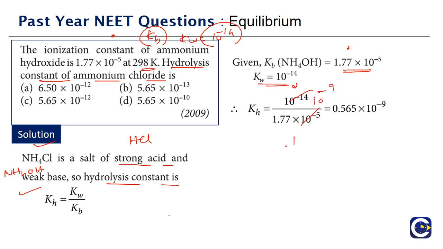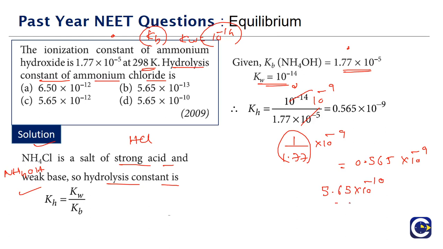So 1 by 1.77 into 10 power minus 9. That will be 0.565 into 10 power minus 9 if you do the simplification. Otherwise, in scientific notation, it will be equal to 5.65 into 10 power minus 10. So what will be the answer for this? It is option D. It's a straight formula question if you remember the formula.